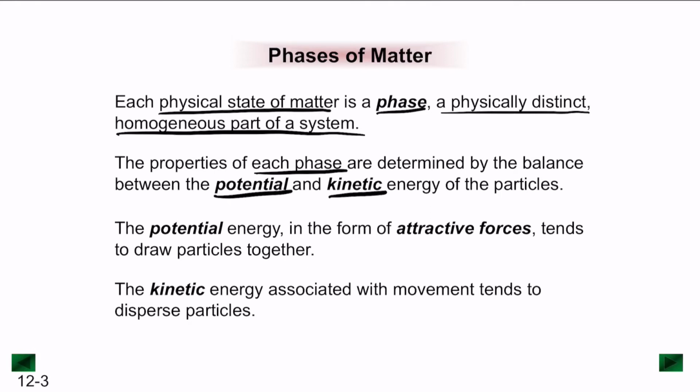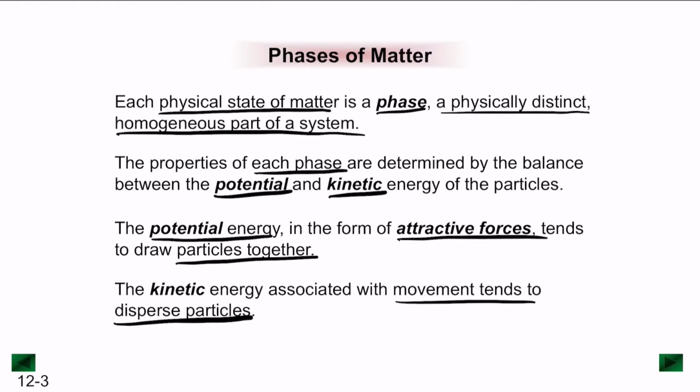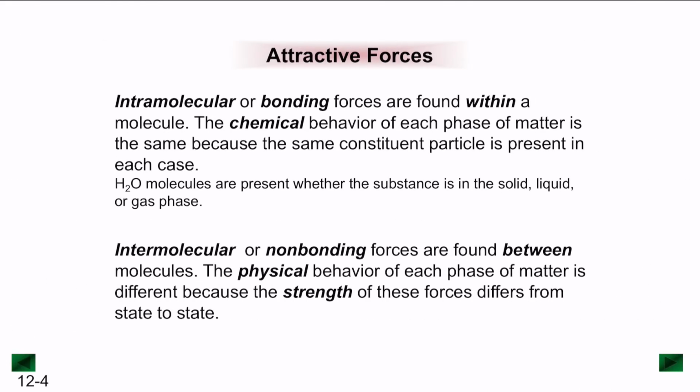So there are two types of energies present here. One is the potential energy and the second is the kinetic energy. Kinetic energy is generally associated with movement that tends to disperse particles. Potential energy is a form of attractive forces that tend to draw the particles together or keep them tightly bound together. In terms of this potential energy, we'll talk about the types of forces that are present there. There are two types of attractive forces: intramolecular forces and intermolecular forces.